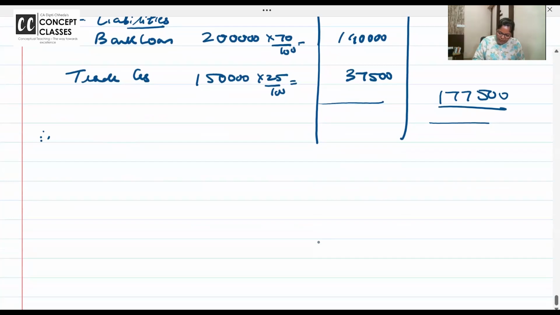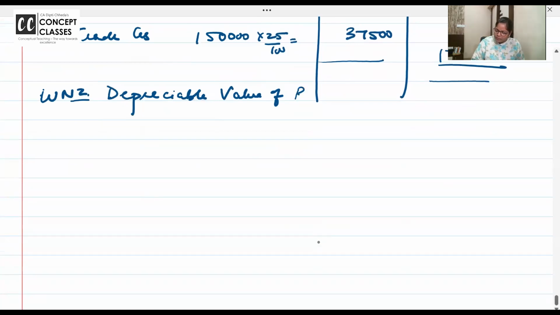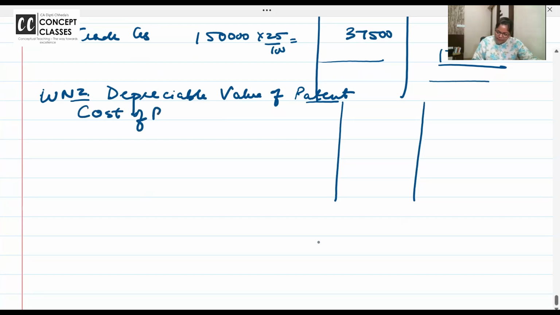Now I'm going to working note 2. Depreciable value of patent. Let us calculate the patent. Depreciable value of patent. What is the cost of the patent? Cost of the patent is 50,000.